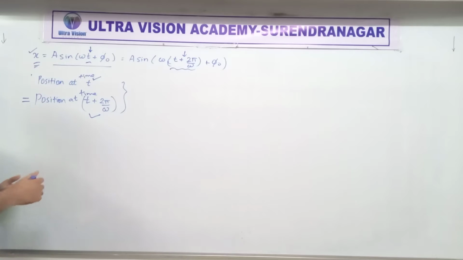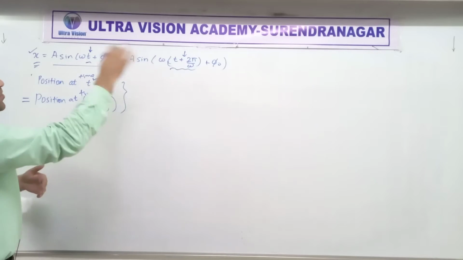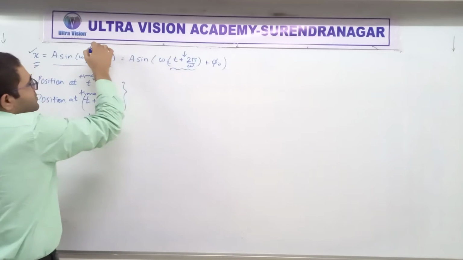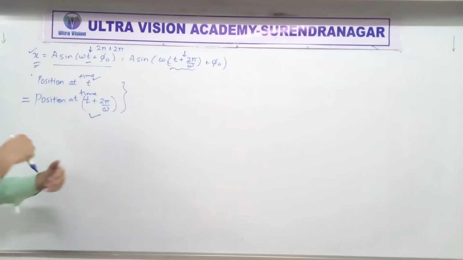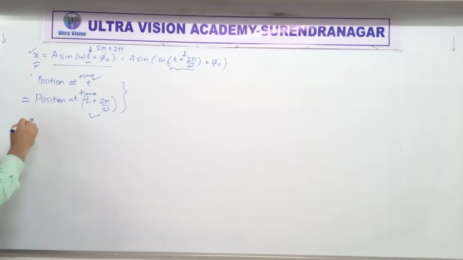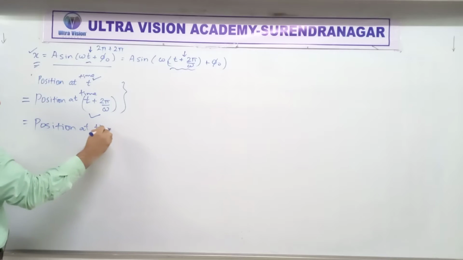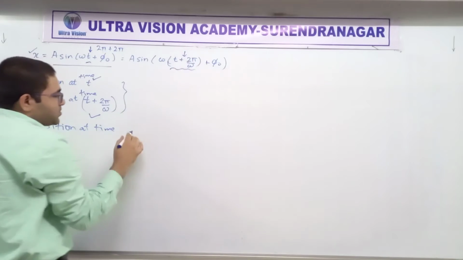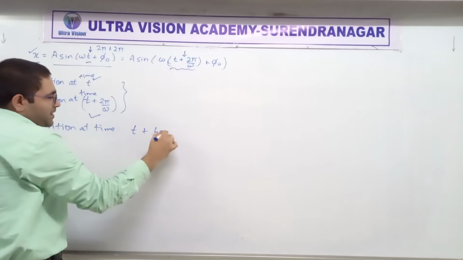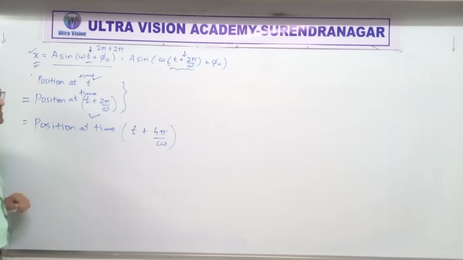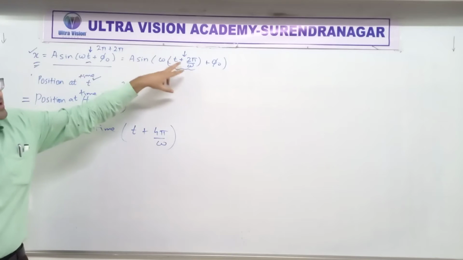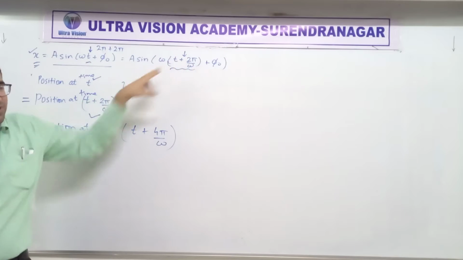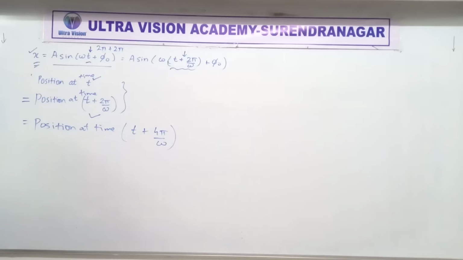Just like this, if you add one more 2 pi, then once again the position will become the same. So that means this is the same as the position at time, how much? If you add one more 2 pi here, you get t plus 4 pi by omega. Did you understand this? Just add 2 pi here, so 2 pi is added over here, and it will become 4 pi by omega. Okay?